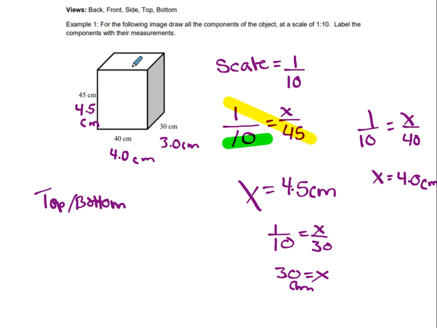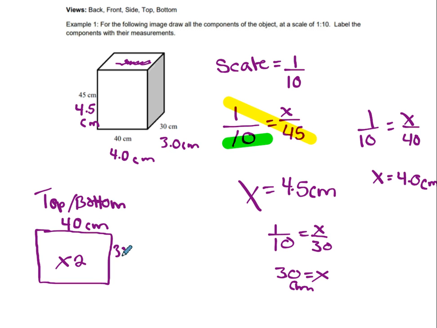Now we're going to look at the top, which is this one right here. And we're going to see what dimensions it is. So it's 30 by 40. So we're going to draw it as a 4 centimeters by 3 centimeter square. You will be using a ruler, so this should be measured as 4. This will be measured as 3. We're going to put times 2 because there definitely are 2 of them. And then we're going to label them with the original measurements. So this will be labeled as 40 centimeters.